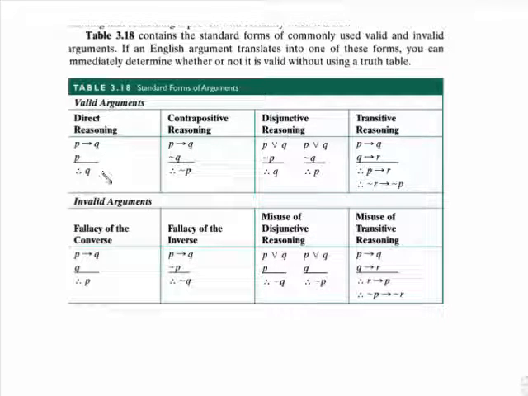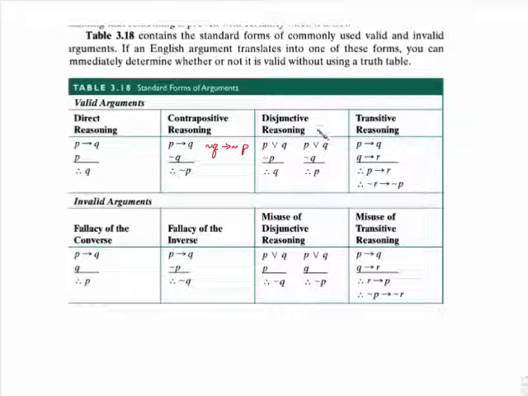That's called direct reasoning. Contrapositive reasoning is the idea that if we start with a statement, the contrapositive is to switch and negate. So the contrapositive is if not Q, then not P. Following that statement, this says not Q, therefore what must follow after not Q is not P.